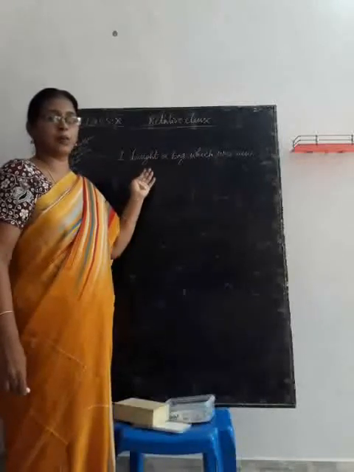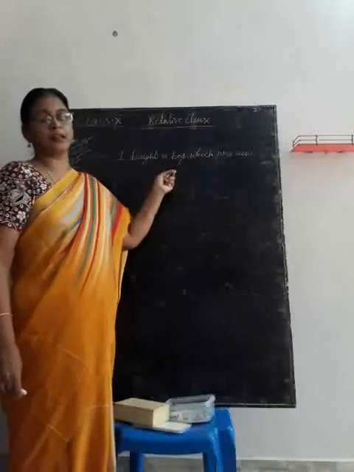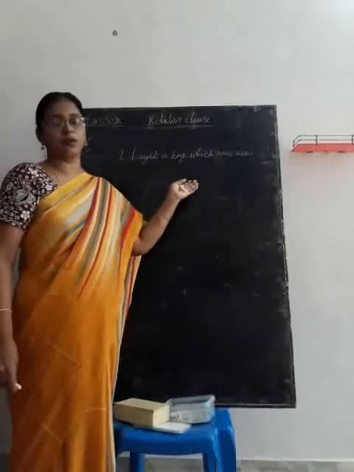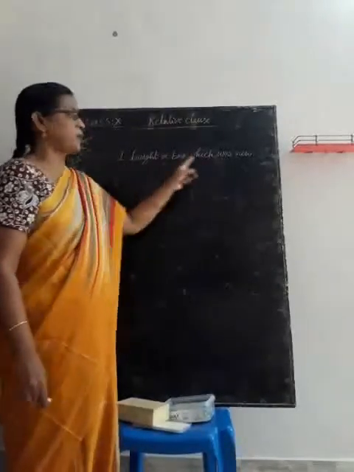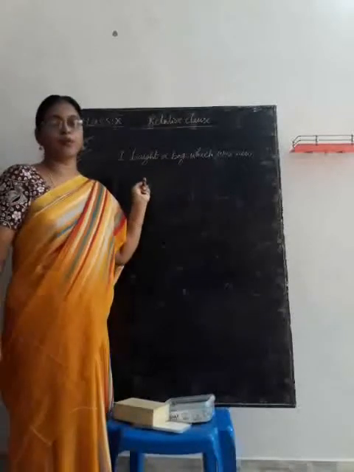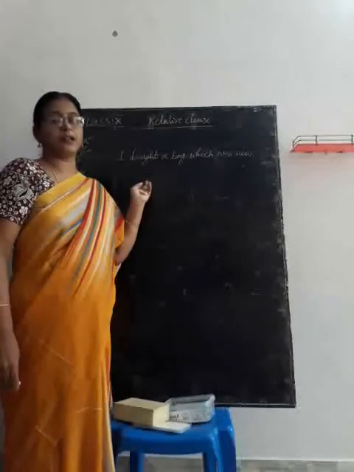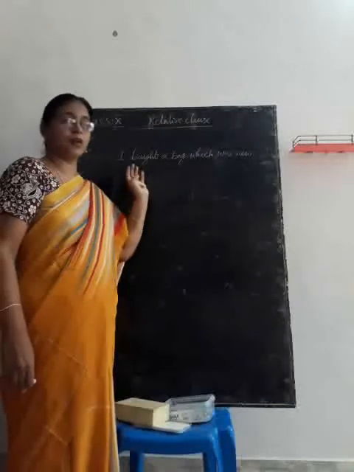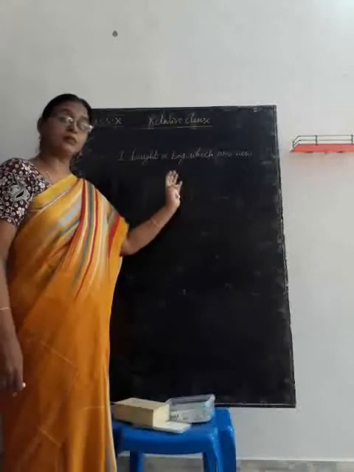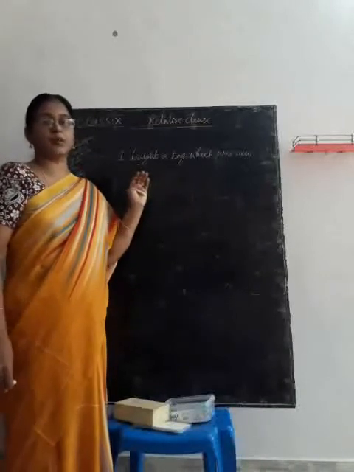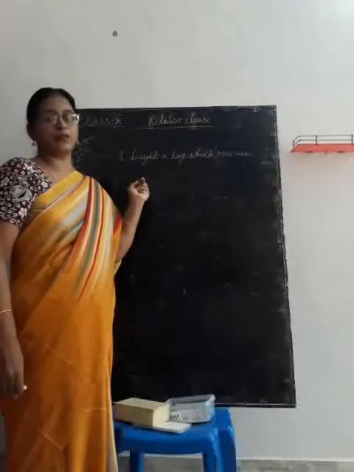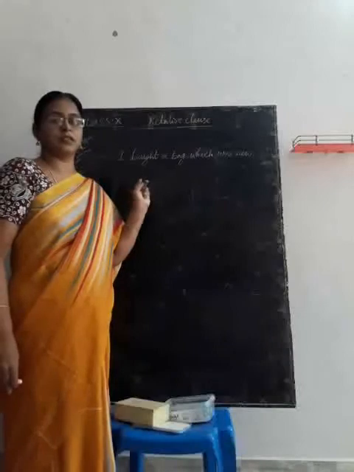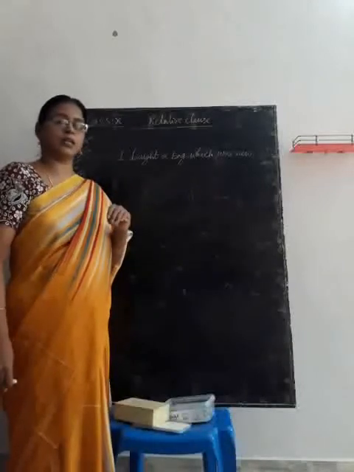Relative clauses are subordinating clauses that can describe a noun or noun phrase. When we want to combine two sentences that describe the same noun, we use relative clause. The noun can be a subject or object in a sentence.